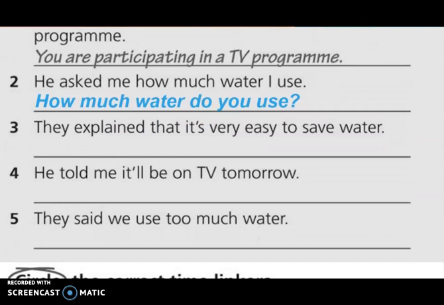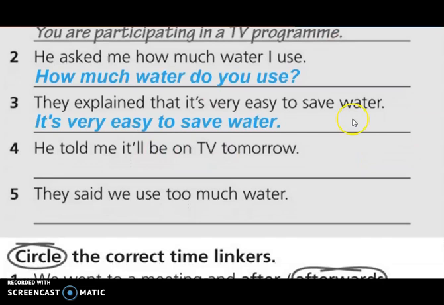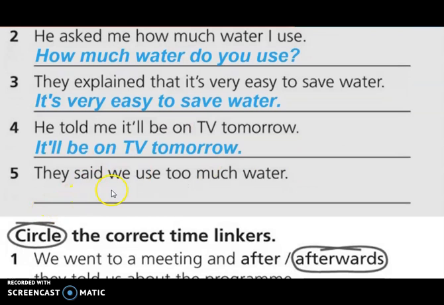Number three, they explained that it's very easy to save water. So it's very easy to save water. This is the direct speech. Number four, he told me it'll be on TV tomorrow. So it will be on TV tomorrow. Finally, they said we use too much water. You use too much water. We have to change the pronouns.